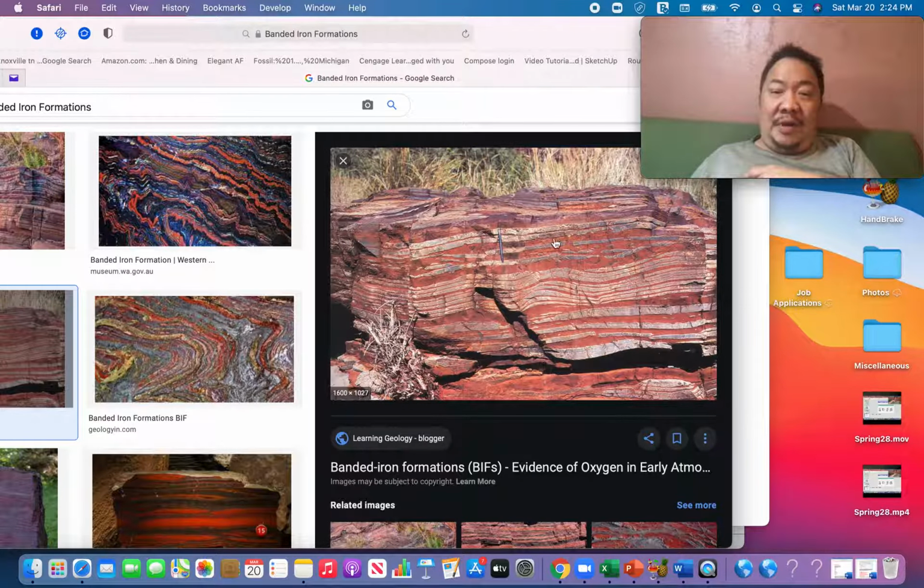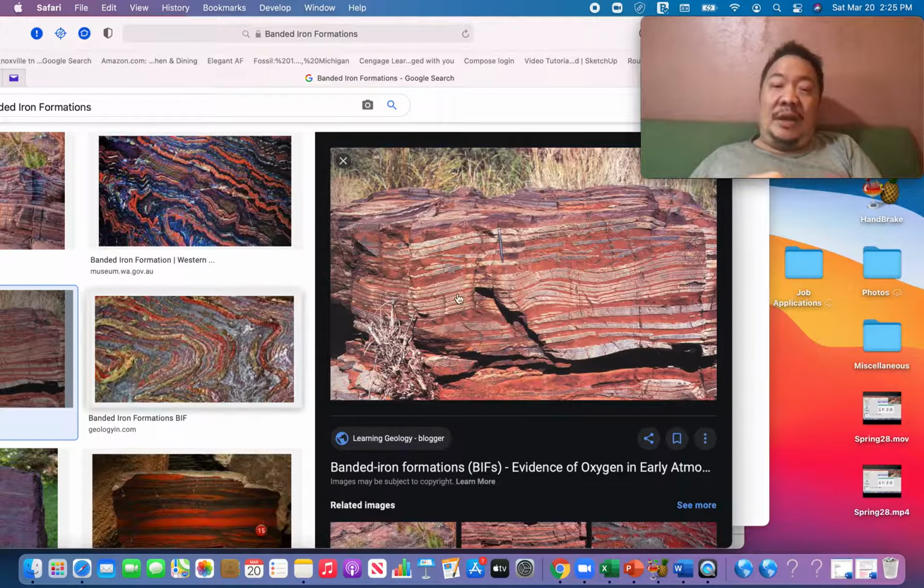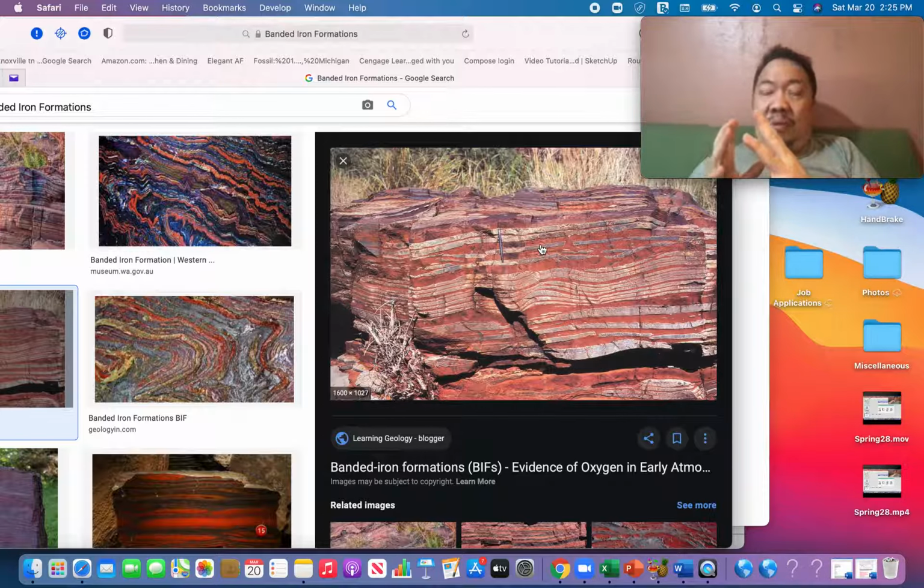The gray parts of the banded iron formations are formed of another mineral called magnetite, and that's Fe3O4. And magnetite is unoxidized iron. It's not rust. It's iron that has not rusted. So the red areas, there's rust, and the gray areas, the iron hasn't rusted. That's real important, ladies and gentlemen.